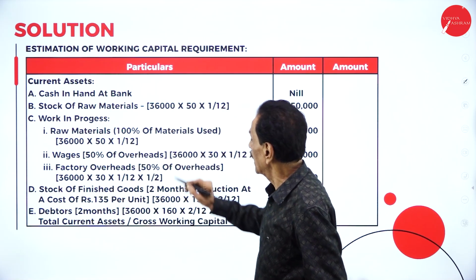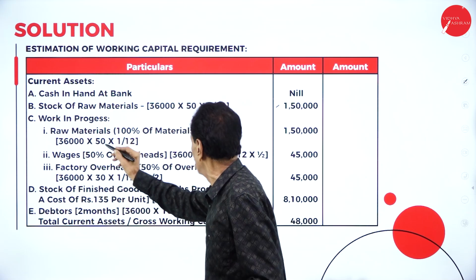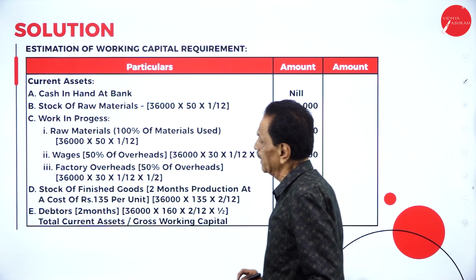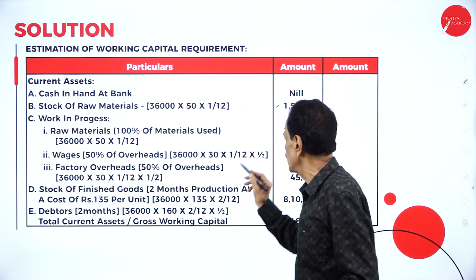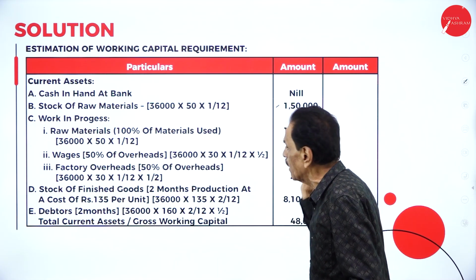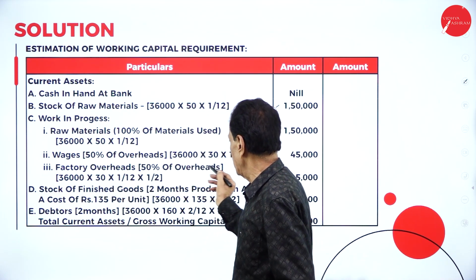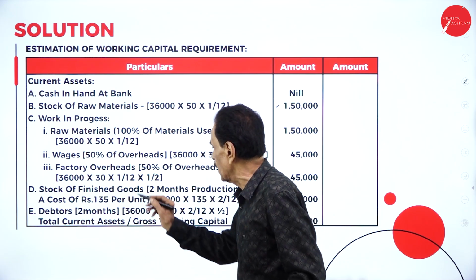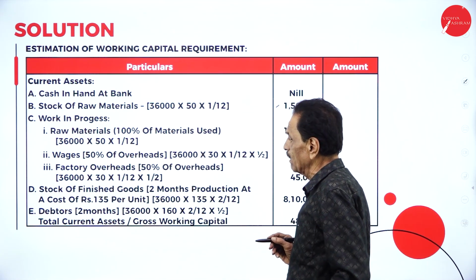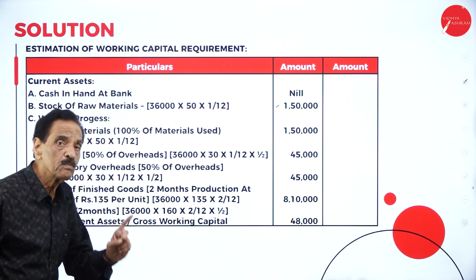Raw material 100%: 36,000 divided by 12, 1 into 50, 1,50,000. Wages 50%: 36,000 divided by 12 into 1 into half, 45,000. Factory overhead 50%: 36,000 into 30 divided by 12 into 1 is 45,000 rupees. Then stock of finished goods, 2 months.